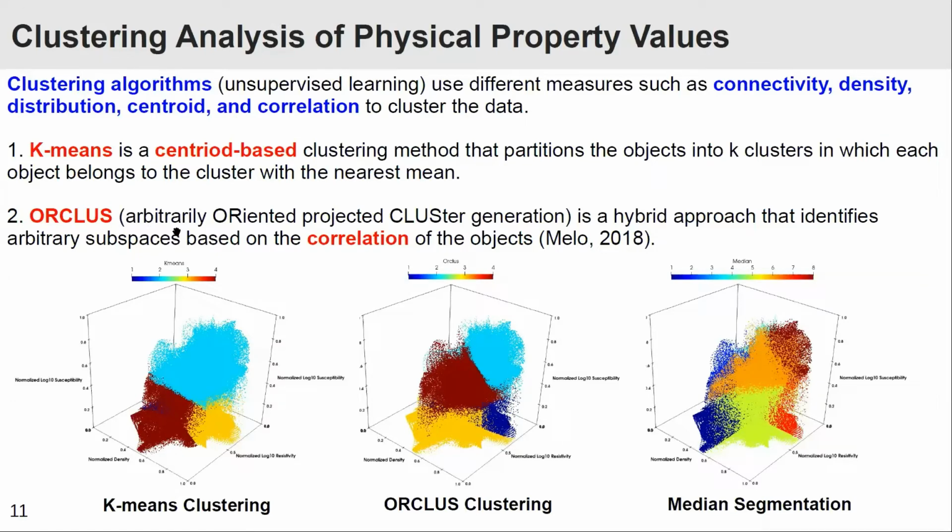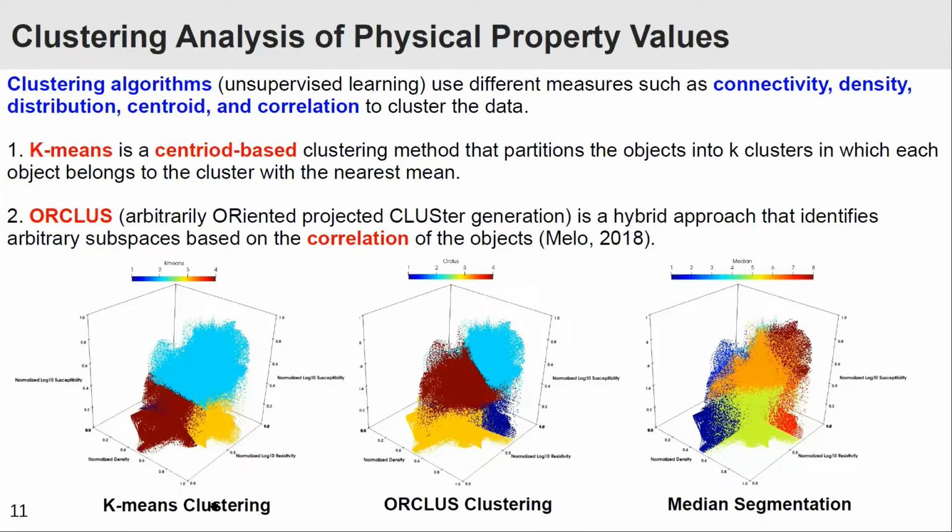And ORCLUS, I found this one from a thesis from the Colorado School of Mines, Mello, 2018, and they found this one to be helpful on the resistivity and density models for the synthetic data they generated. It's called the arbitrarily oriented projected cluster generation. So for all these models or anything I will talk about, I applied these two.